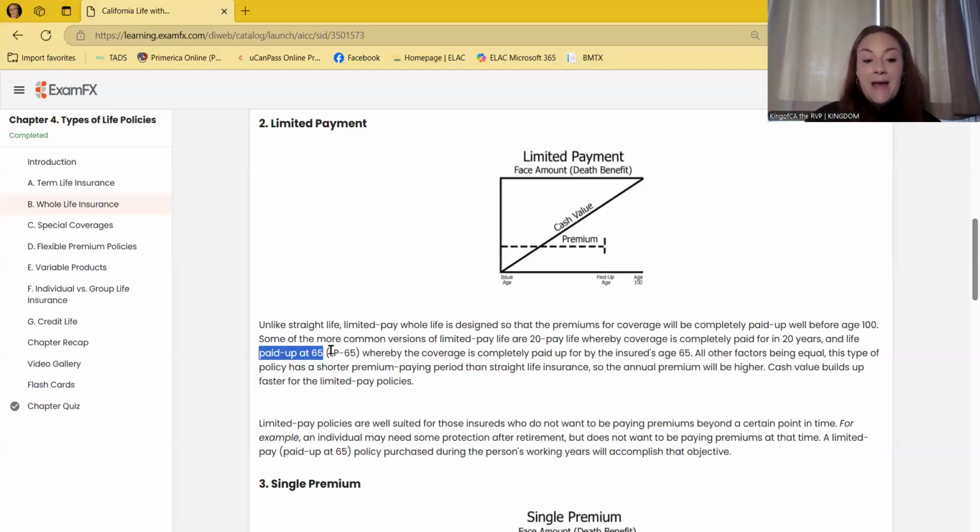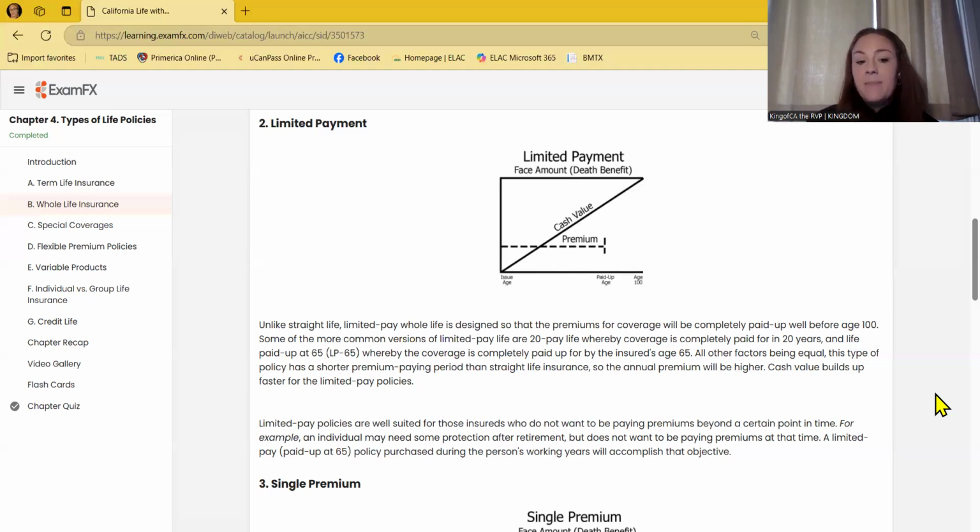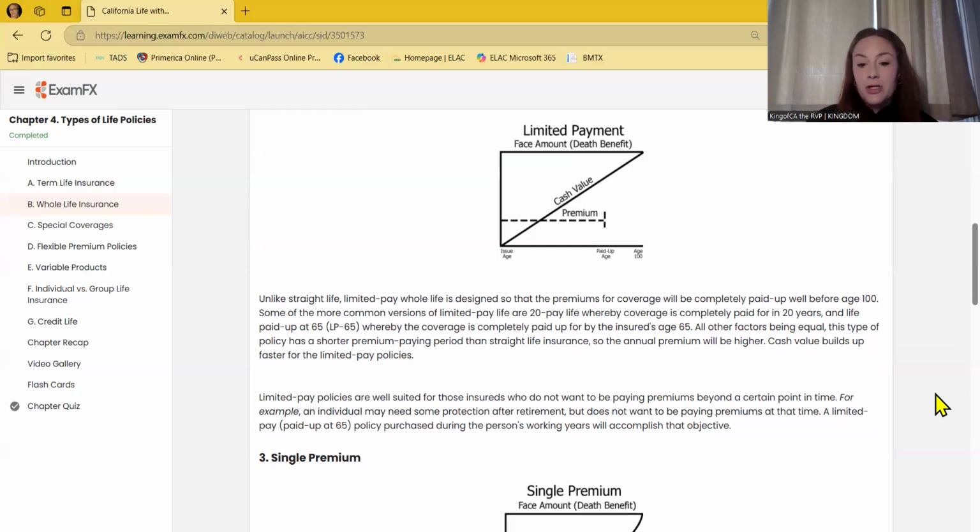And life paid up at 65 just means that whenever we start our policy, we are only going to pay until we are age 65. After that point, we will have coverage until age 100 or until death. All other factors will remain equal. This type of policy has a shorter premium paying period than straight life insurance, so the annual premium will be higher. Obviously, we're going to pay more because we're only paying for a shorter period of time, like we're speeding it up.